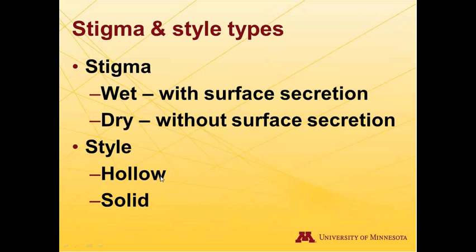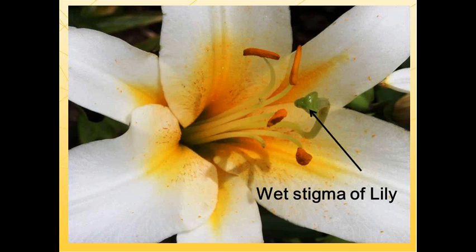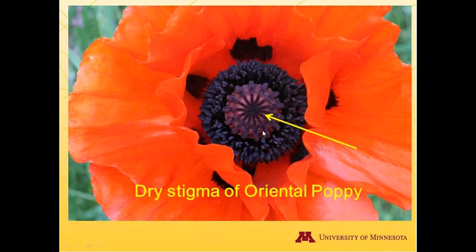And there's some that are hollow, like lilies, where it just crawls along the edge, but it has to know where to go, so it has particular orientations that tell it to go down toward the ovary. So you can see how the shiny aspect of this lily, which has the wet stigma type, and here's the dry stigma of an oriental poppy.